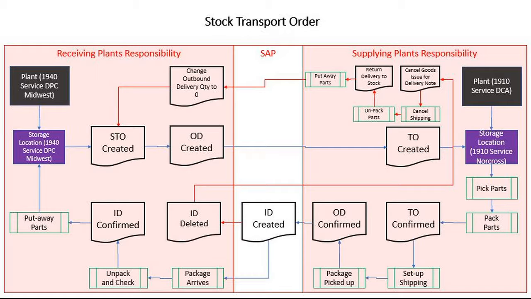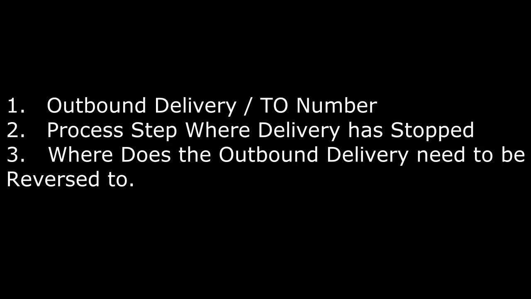To back out an order, you will need to know a few items before you can begin. First, you must know the outbound delivery or transfer order number that requires the reversal. Second, you will need to know where in the process the delivery is, so it can be backed out at the correct starting point. And finally, you will need to know at what point in the process the order needs to be reversed to. What needs to be corrected will help determine this point.